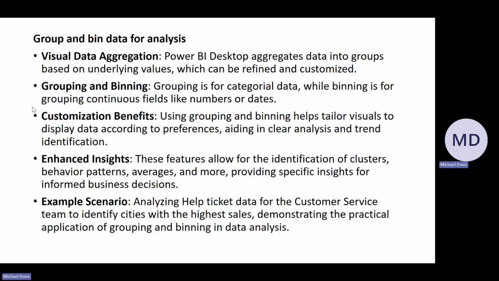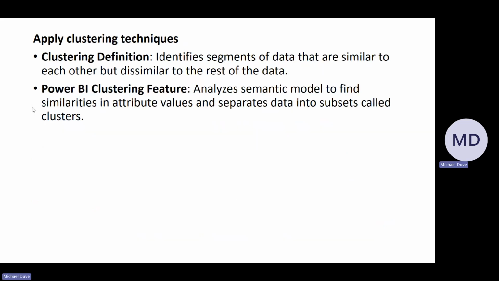Then group and bin data for analysis. So visual data aggregation. So aggregation is just a summary whereby you say we've got sum, minimum, average, maximum, right? And you can count, right? Then you can also group and bin. Then applying clustering, that is whereby you can identify segments of data that are similar to each other.